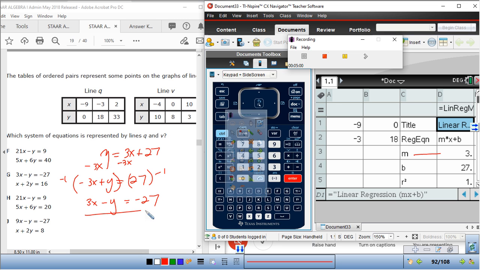Look for this one. If you look for that one, you'll probably find your answer.